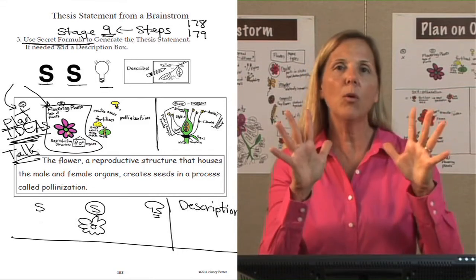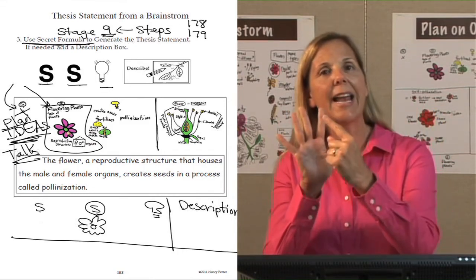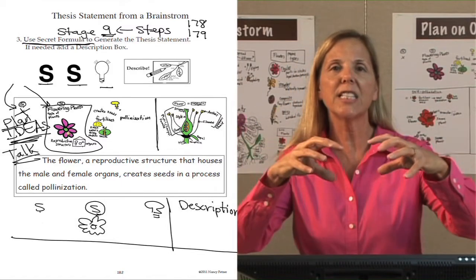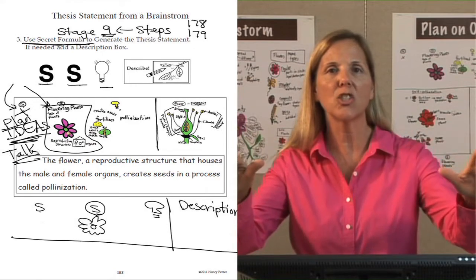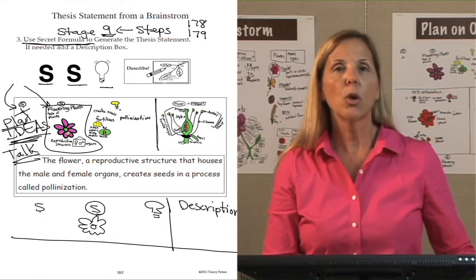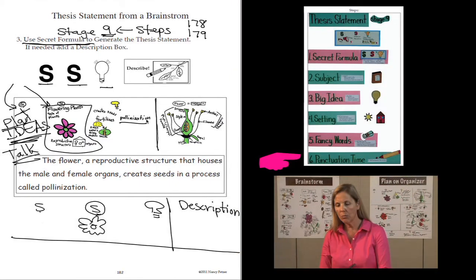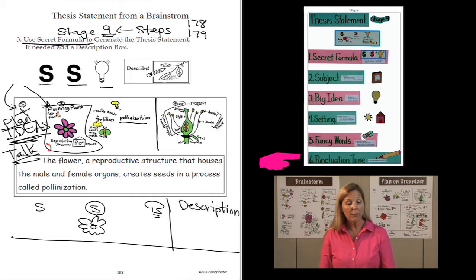So we have a flower, a structure in a plant that houses the female and male organs, produces the seeds in a process called pollination. That sounds pretty good. So we go back and we orally rehearse this over and over. Once we have that down, we could take out a red pen. The flower, I'm going to start with the word the. Let me write the and capitalize it. The flower, a reproductive structure that houses the male and female organs. Oh, that's an appositive. Let me put 2 commas there. Creates seeds in a process called pollination.